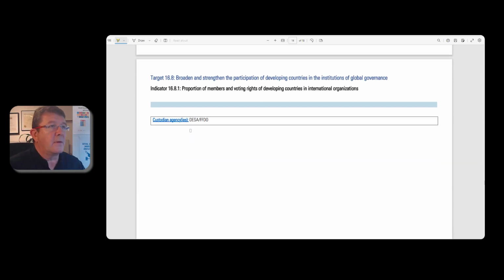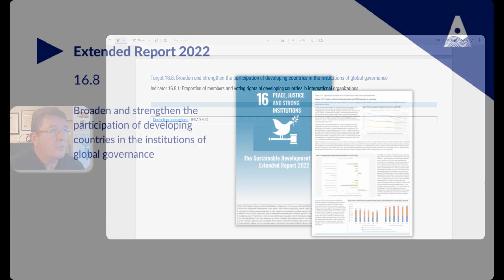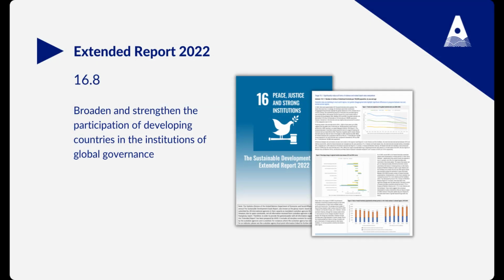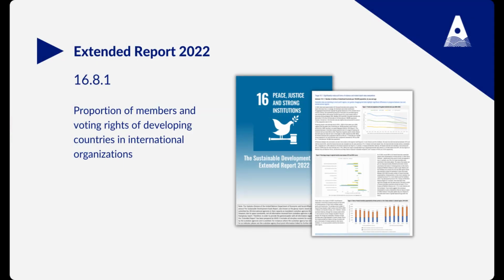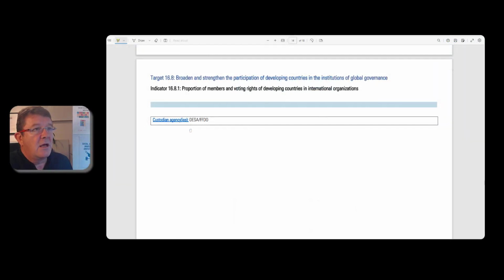We have another target here, 16.8, broaden and strengthen the participation of developing countries in the institutions of global governance. Indicator 16.8.1, proportion of members and voting rights of developing countries in international organizations. Again, they're not providing anything, but they do give 2 sources of potential information for that.